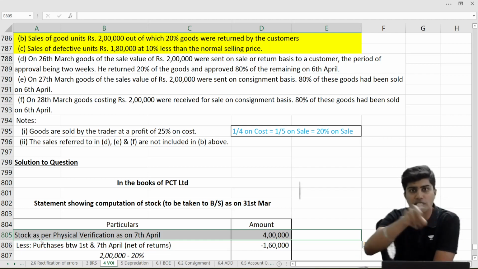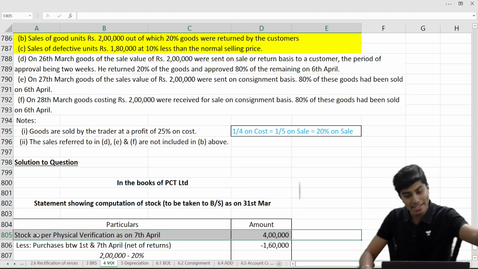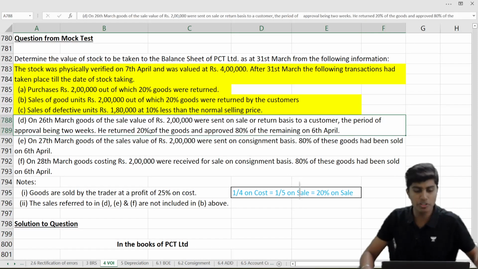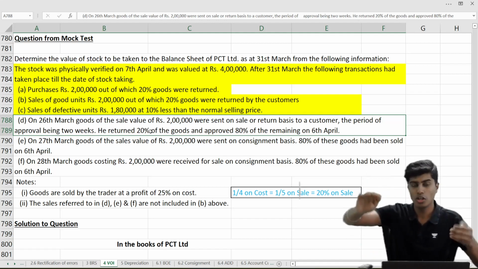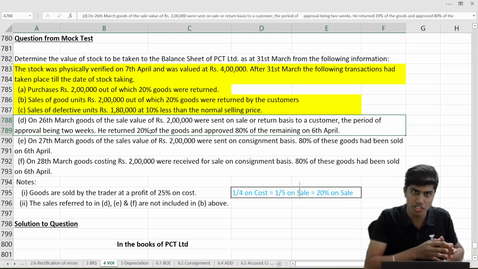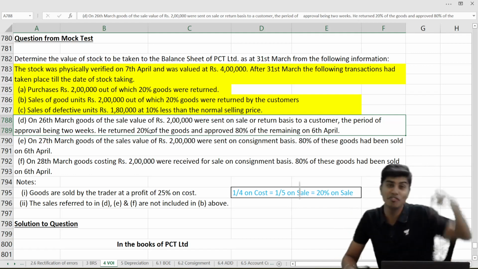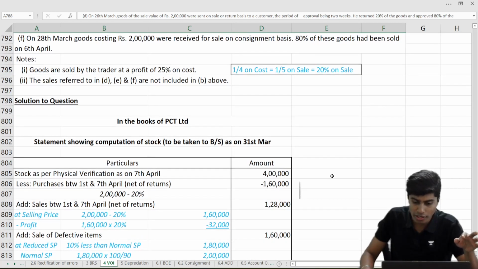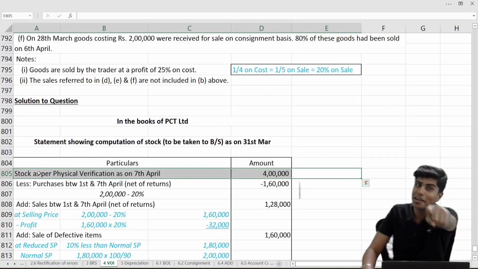On 7th of April, when I physically count the inventory, it is 4 lakh rupees. And one day before I physically count the inventory, he returned the goods to me. How much? 20%. He has returned 20% of the goods to me, so 80% of the goods is lying with him. So 20% is already received by us on 6th of April. On 7th of April, when I count the inventory, that 20% is already included in the physical inventory. So 20% of this 2 lakh is already included in the 4 lakh. What I should separately include now is only the remaining 80%.